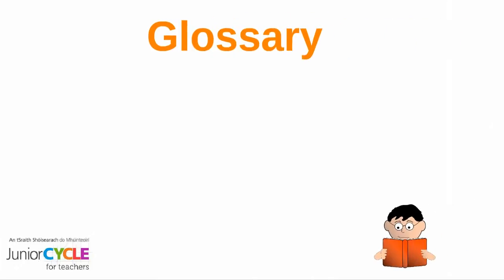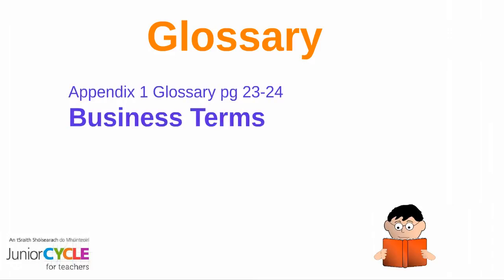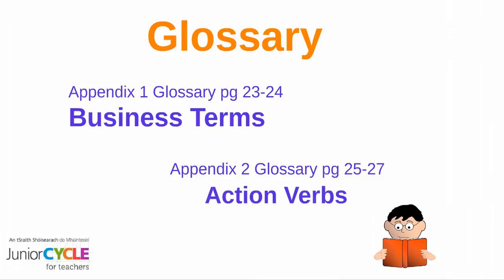The NCCA has provided 2 glossaries to assist in working with business studies learning outcomes. They are to be found in the appendix of the specification. The first is a glossary of business terms. It is designed to clarify the terminology used in junior cycle business studies to enable teachers and students to understand how the terms are interpreted and applied. The second is a glossary of action verbs. It is designed to clarify the learning outcomes. Each action verb is described in terms of what the learner should be able to do once they have achieved the learning outcome.